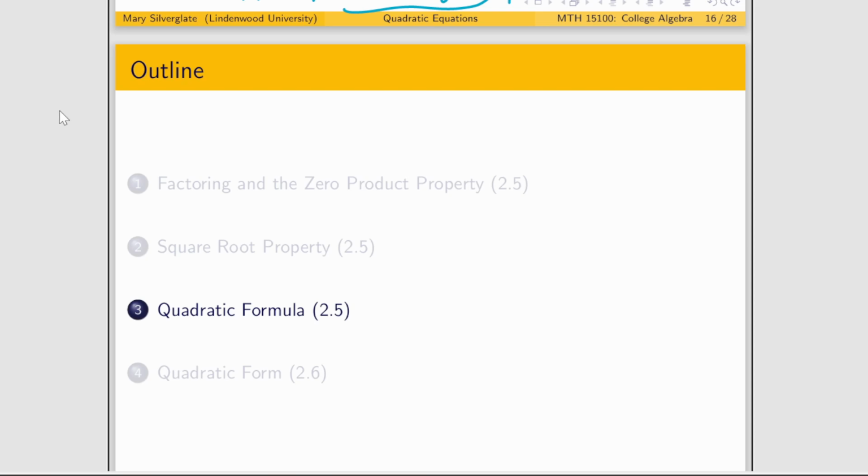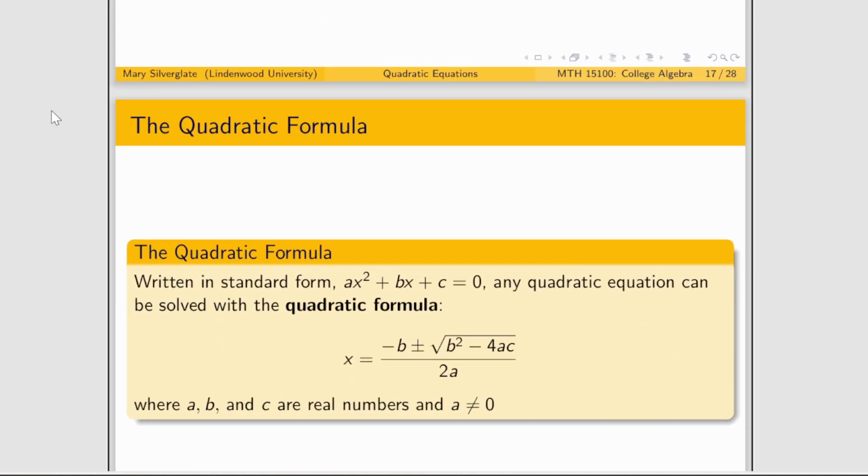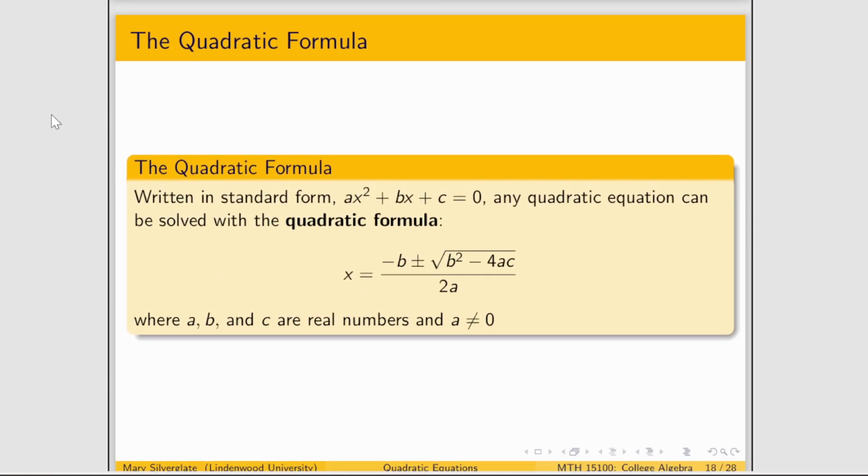If you cannot factor it, if you try asking yourself, what's going to multiply to a times c and add to b, and you can't think of anything, and you can't do the square root property because you don't have a something squared you can get by itself, what you can always use is the quadratic formula. That will work without fail for every single quadratic equation. The way that works is x is the opposite of b, plus or minus the square root of b squared minus 4ac, all over 2a.